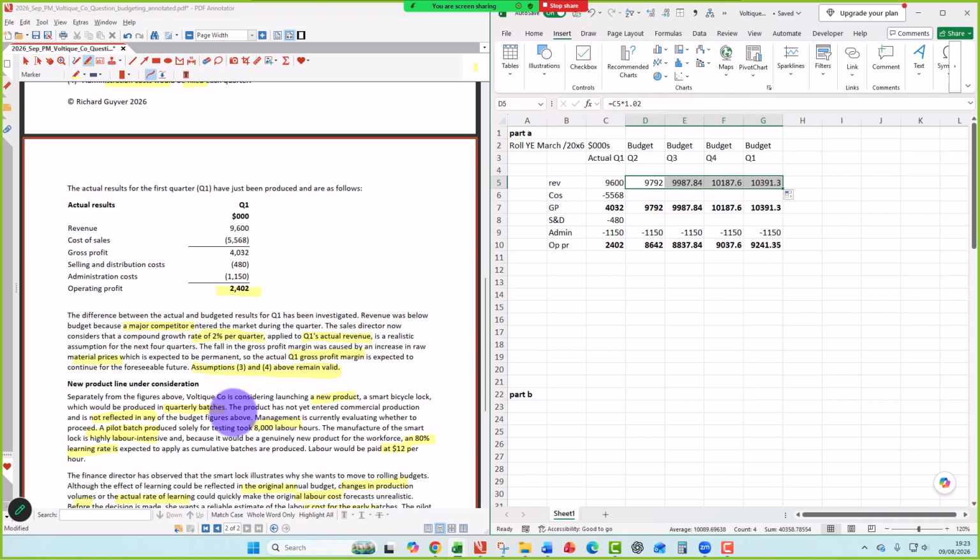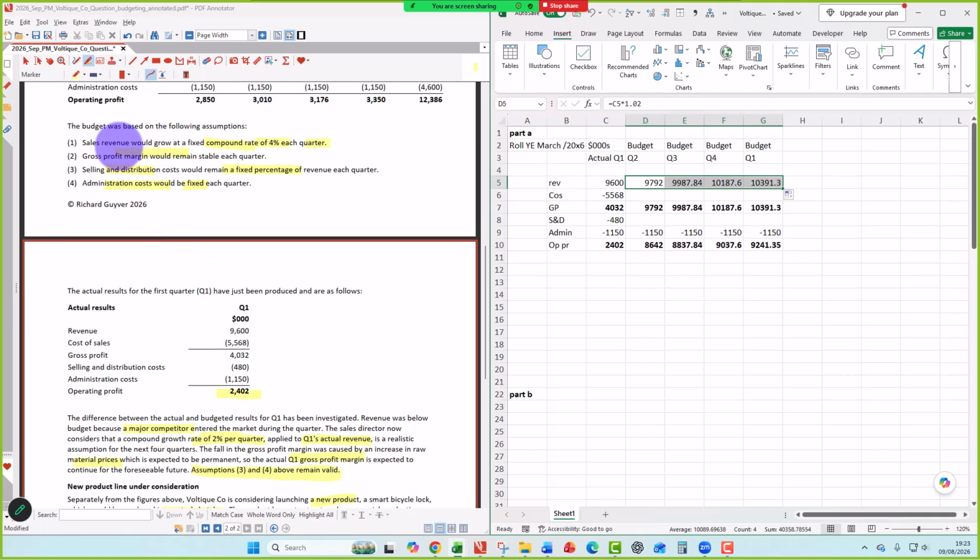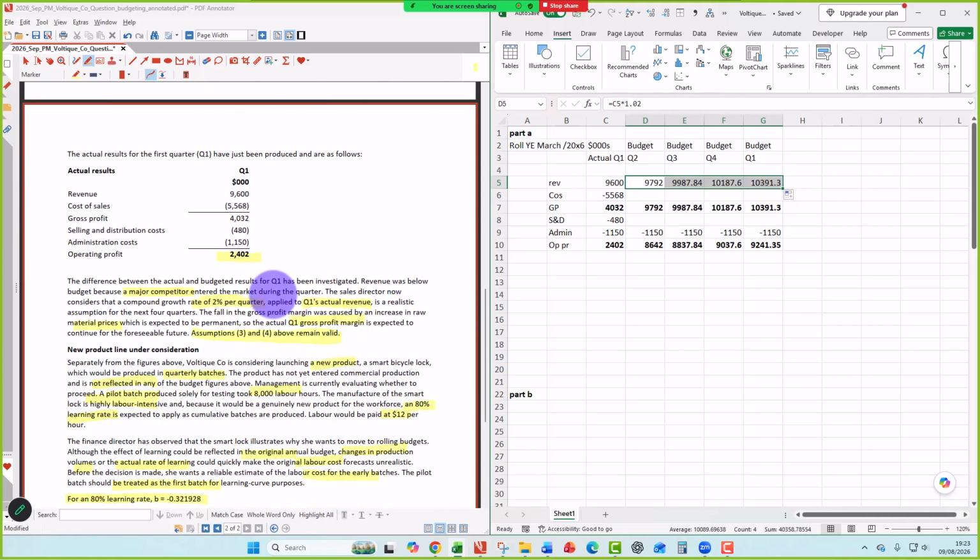So the cost of sales, we need to work out, because it tells us, sorry, it was up here, the gross profit margin. Oh, sorry, I'm reading the wrong one. So there was an increase in raw material price, so the gross profit margin is expected to continue for the foreseeable future. So I'm going to do a little side working. You don't have to. You could do it in the spreadsheet here, but I'm just going to do the cost of sales here, just so it's easier to see what I've done if you download this spreadsheet later and have a look at it.